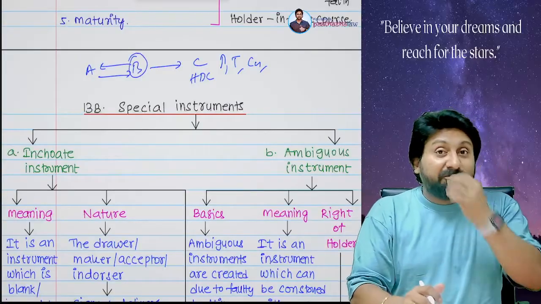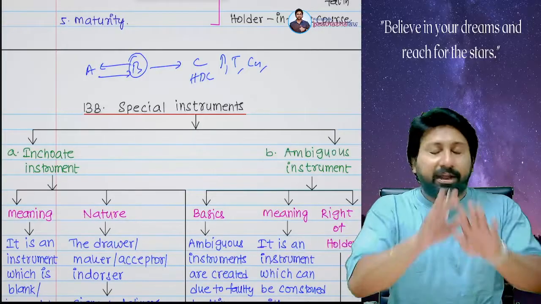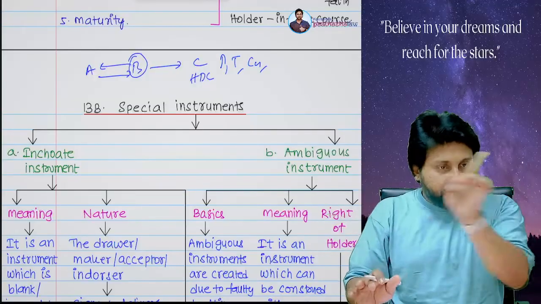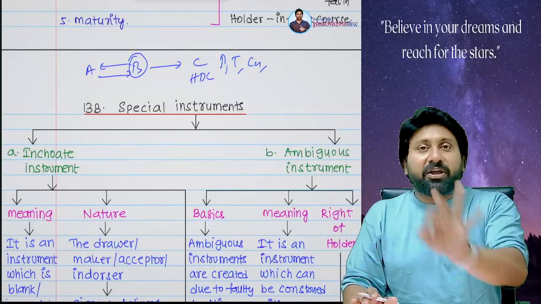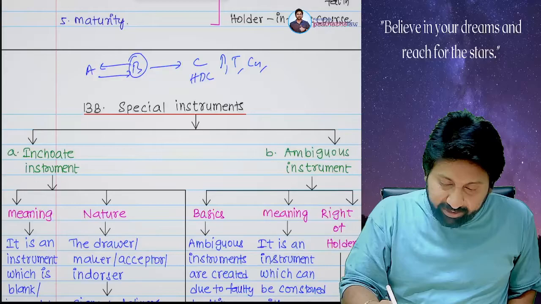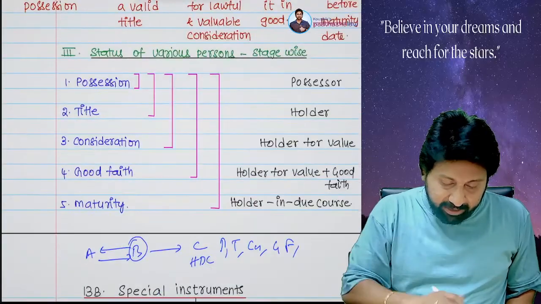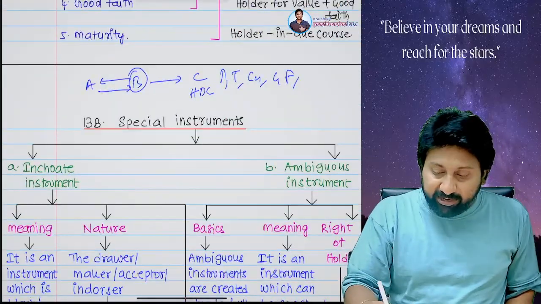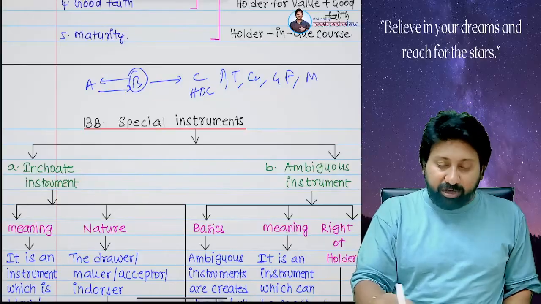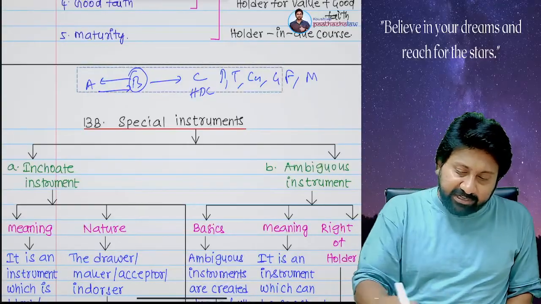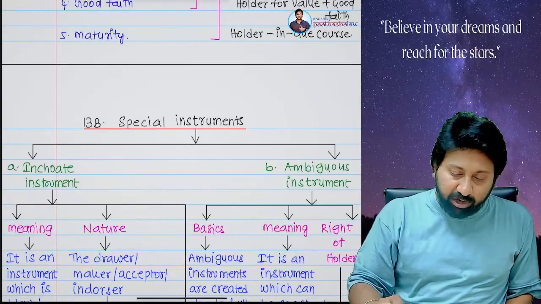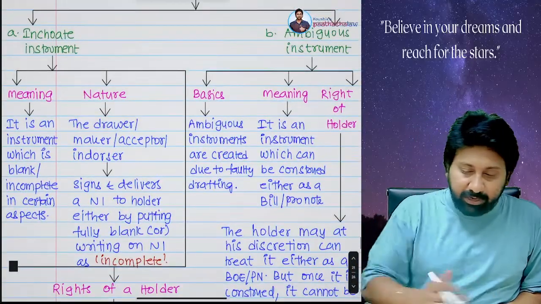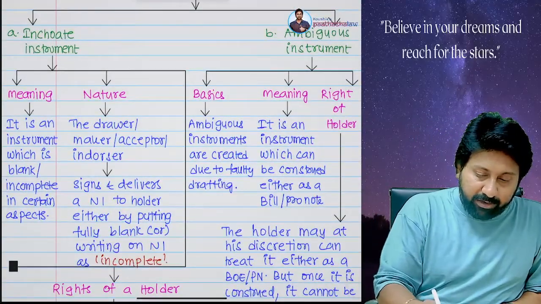B made theft of a bill from some other person. I don't know. B has to pay me. He gave me the bill. Good faith: I don't know what happened in the past. So good faith is required. Next, he should obtain it before maturity. If all these 5 conditions are satisfied, then a person will be called a holder in due course. Next, inchoate instrument. What instrument?